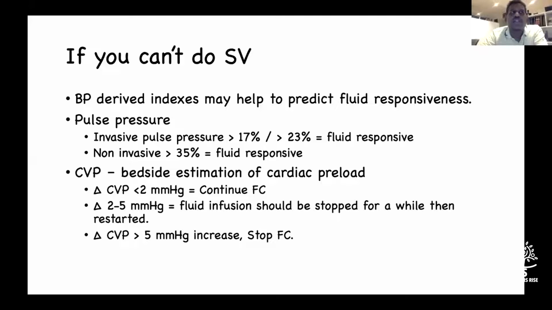And I have given the other one. If it is more than 5 millimeters of mercury increase, you can stop the fluid challenge. You can also use it as centimeters of water.